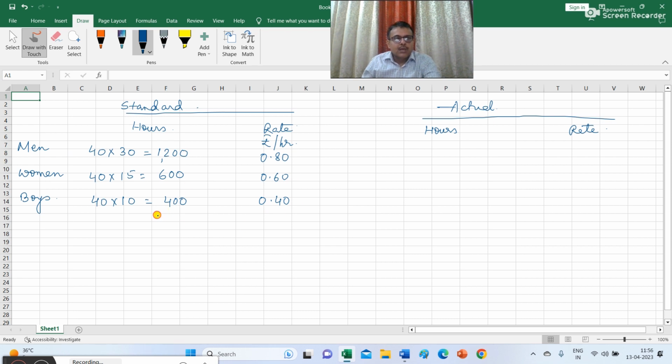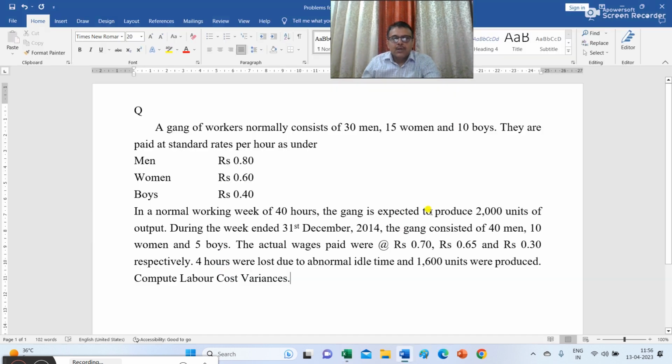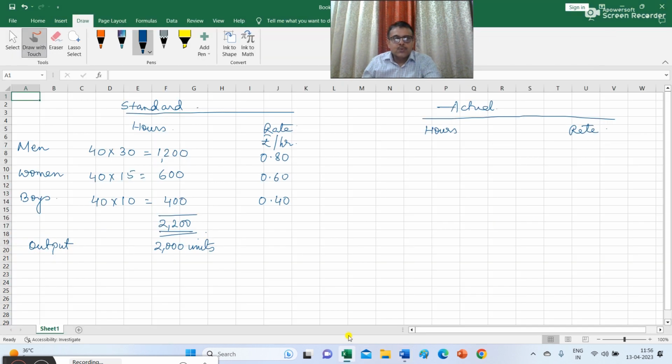So total standard hours is 2,200 and expected output is 2,000 units. It is given that it is expected to produce 2,000 units of output during a week. So this way I have presented the data which is regarding the standard hours. Now let us put the data for actuals.